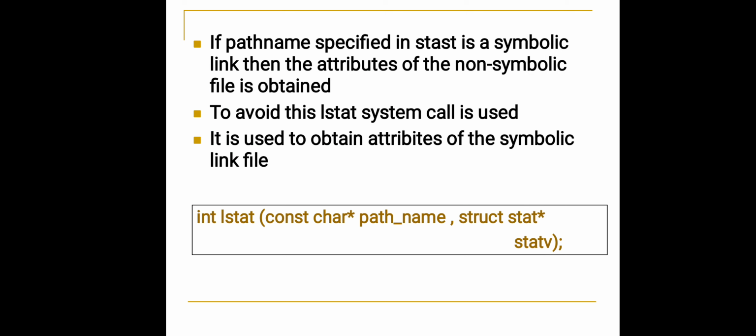If the path name specified in stat is a symbolic link, then the attributes of the non-symbolic file are obtained. To avoid this, the lstat system call is used. It is used to obtain attributes of the symbolic link file. int lstat(const char *path_name, struct stat *statv).